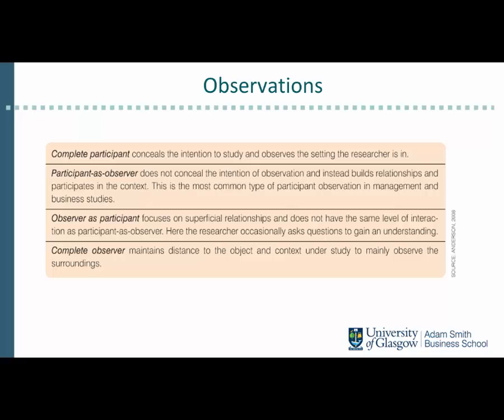So complete participants conceal the intention to study and observe the setting of the research by fully engaging themselves with the action observed. Participant as observer, this is a position through which doing observation for research is not concealed. However, the researcher still takes full part in the activities. In the role of an observer as participant, the researcher occasionally asks questions to gain understanding of the setting observed, but at the same time does take part in some of the interaction.